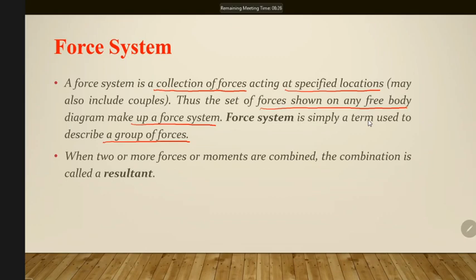Now, when two or more forces or moments are combined, that is called a resultant. When you have three, four types of forces coming on a body, the combination of those forces is described by the term resultant. A resultant of the different types of forces acting on any specified location of the body. Right? Now, this is your force system.